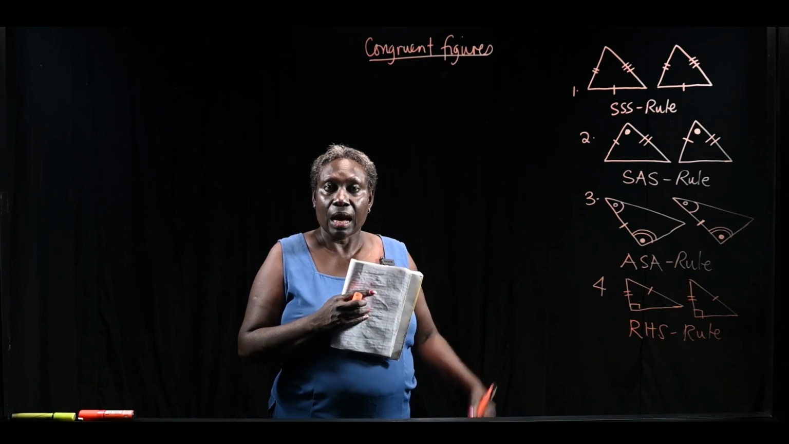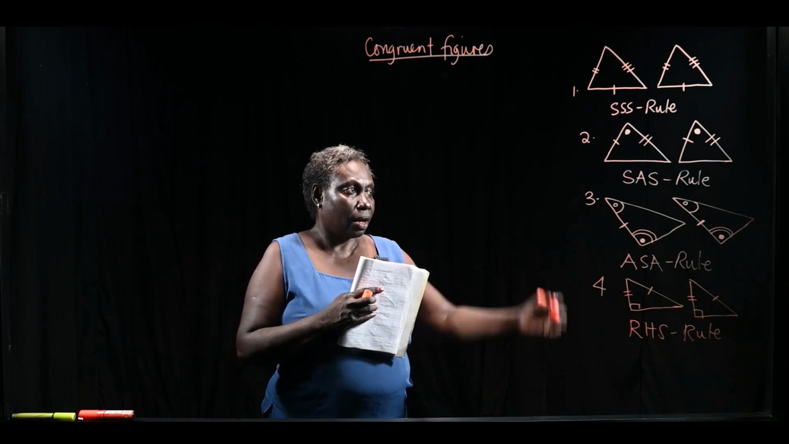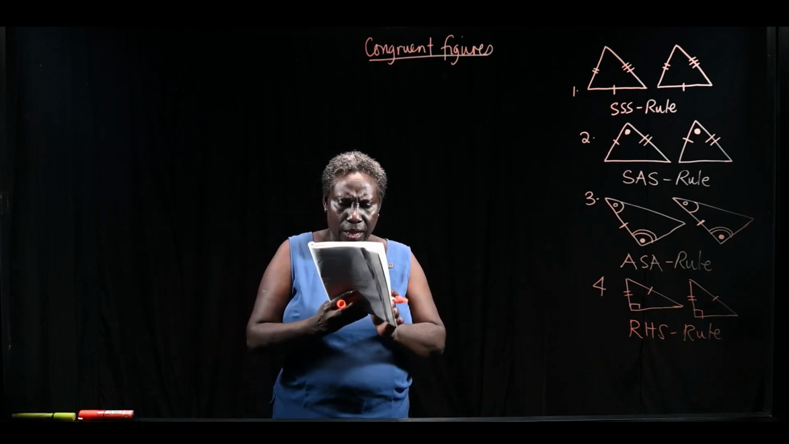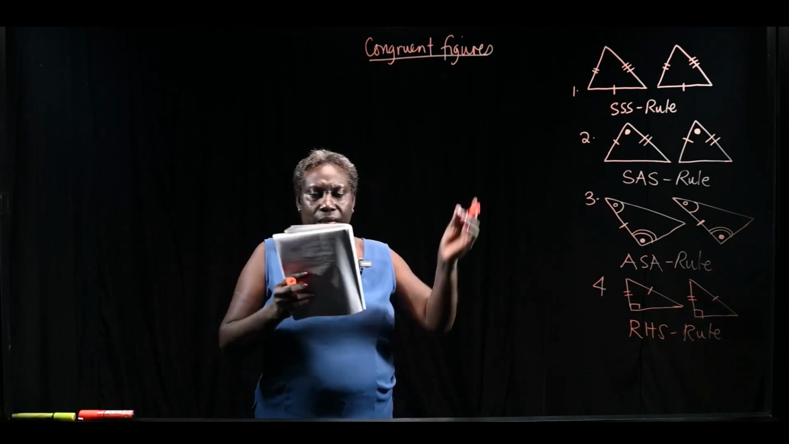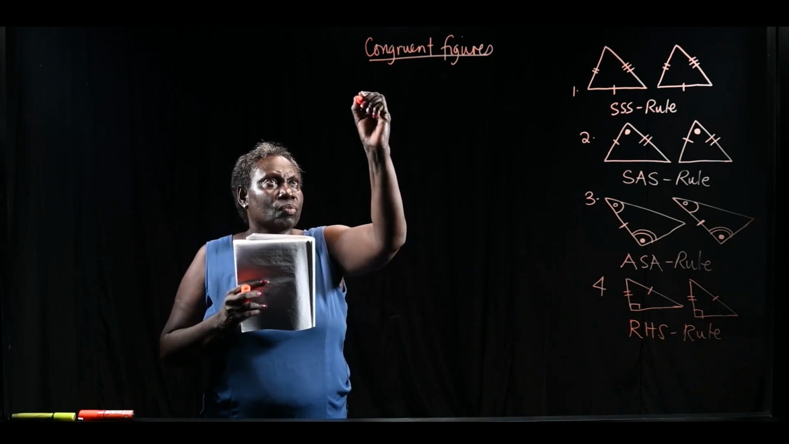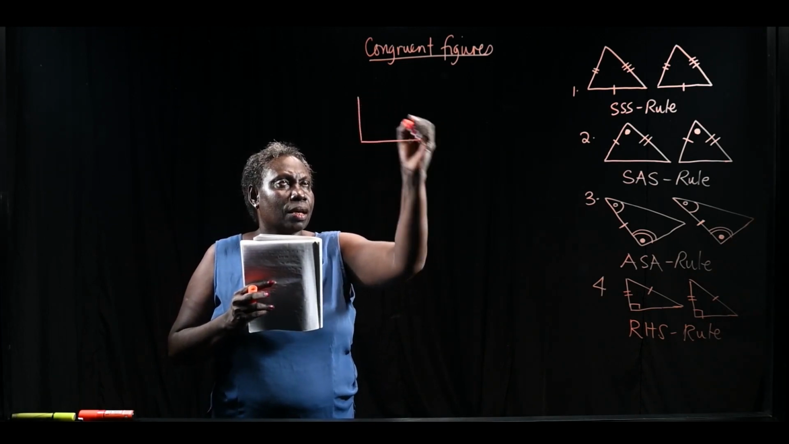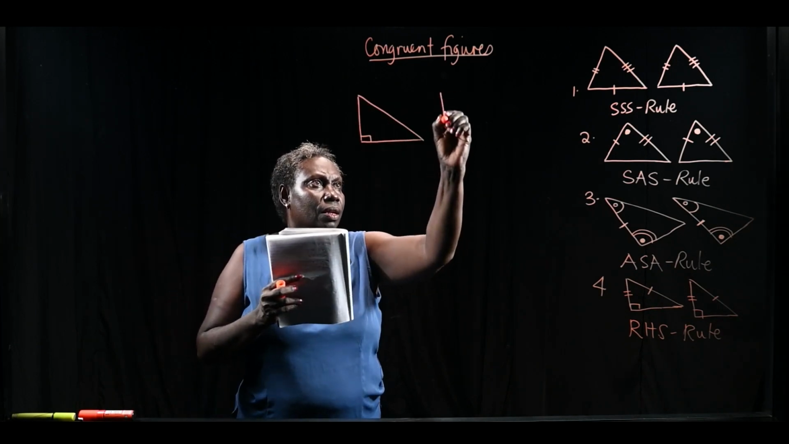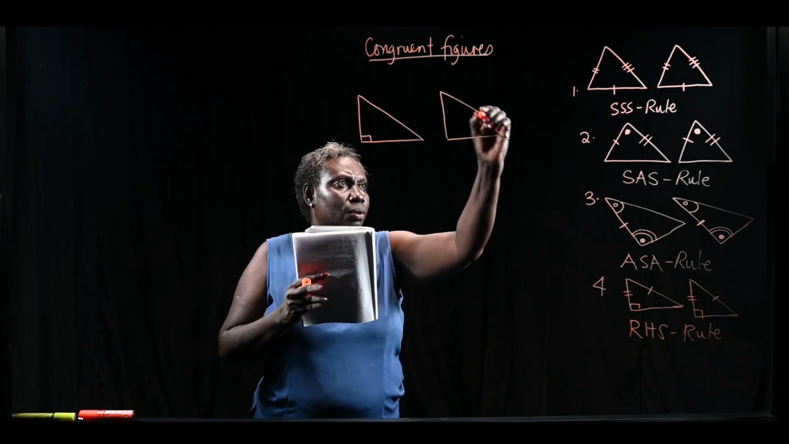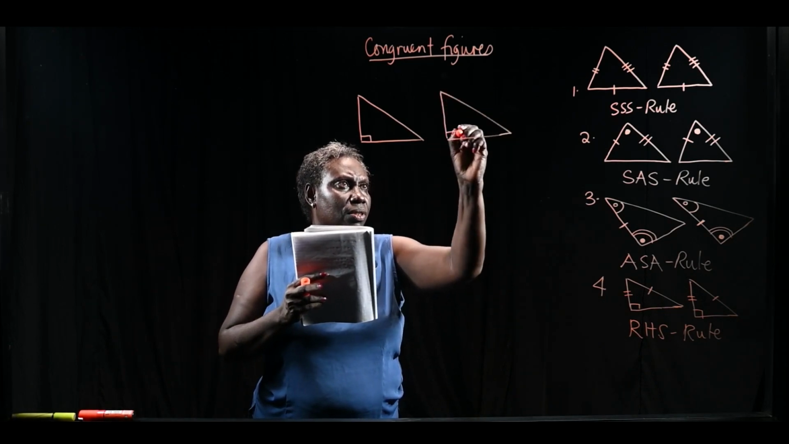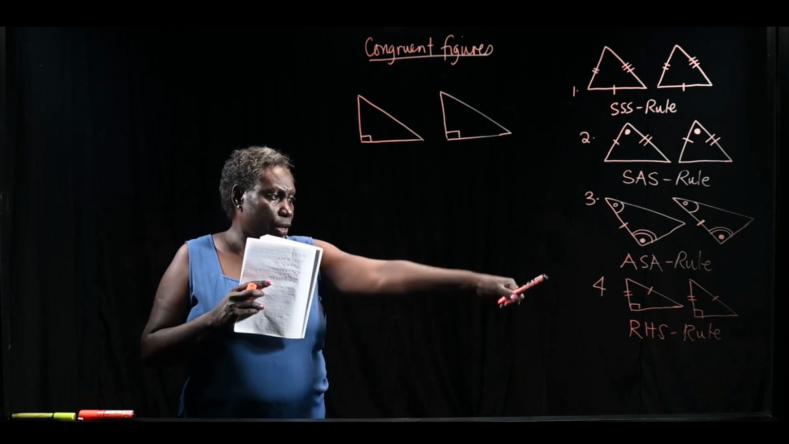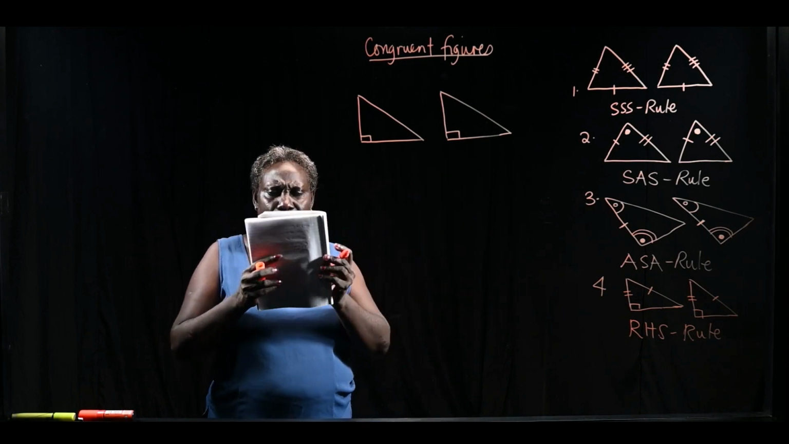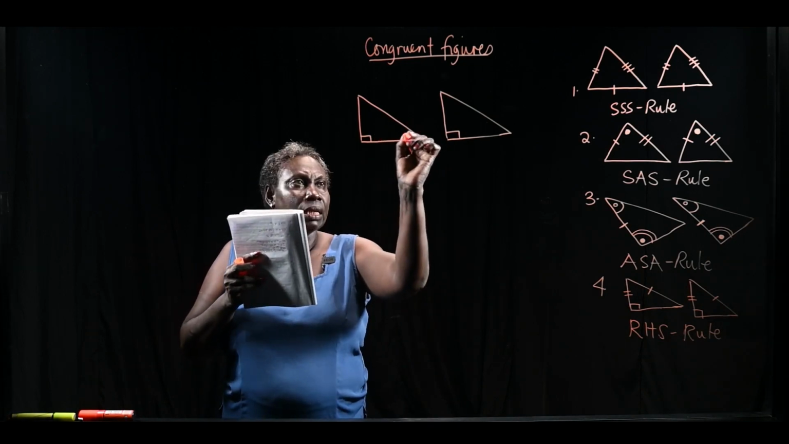Now we are going to look at how we can use these congruent rules for congruent triangles to find the unknown sides. Let's look at some exercises here. I have 2 right angle triangles here. So we know that if they are right angle triangles, we definitely will use the rule number 4, RHS. And this is x.